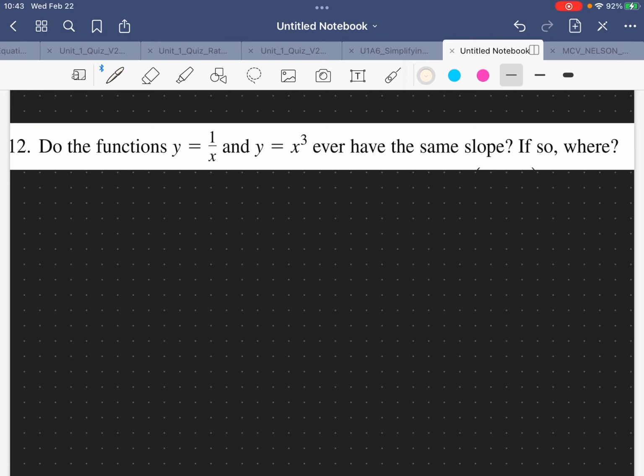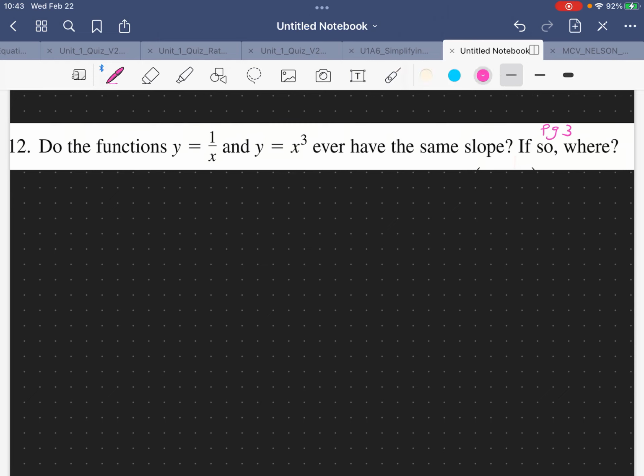This time we're looking at number 12 from the textbook on page 83, I think. Okay, so let's read the question together. Do the functions y equals 1 over x and y equals x cubed ever have the same slope? If so, where? When they say, do they have the same slope, the idea is that do the tangents drawn on the graphs of these functions have the same slope?